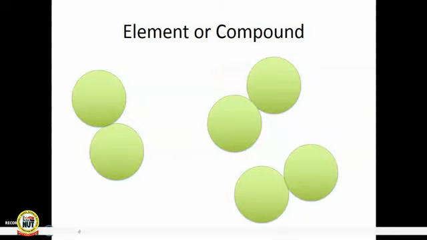Now, is this an element or a compound? This is an element because it's the same type of atom, the same color, and the joining doesn't really matter here. It's when you have two different substances joined together by a chemical bond that you get a compound. Here you have the same type, so this is basically an element.